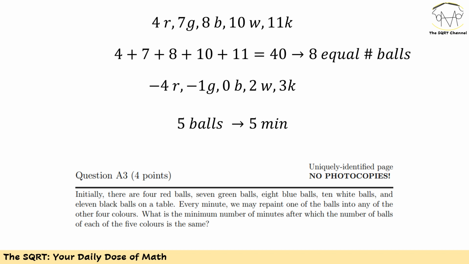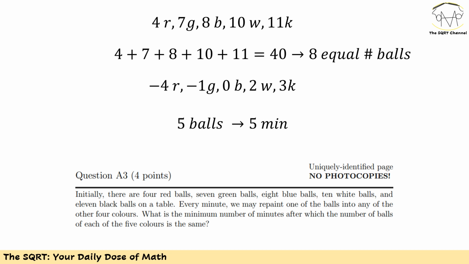So I need to focus on the ones that are extra. How many extra balls do I have? I have 2 white balls and 3 black balls. So 2 plus 3 is going to be 5. So I have 5 extra balls to paint. Each ball is going to take a minute. So I need 5 minutes to paint these 5 balls into the colors that I'm interested.